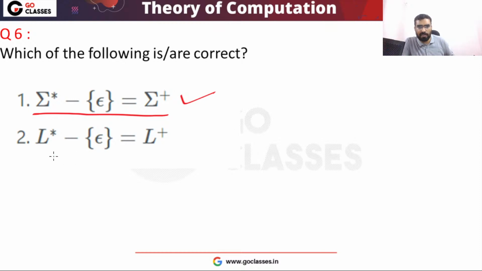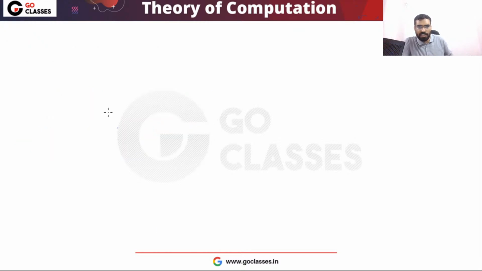Now you tell me, is this statement correct? From L star, if I remove empty string, will I get L plus? This statement is wrong. We have already seen. For example, take this language. Now tell me, what is L star for this language?